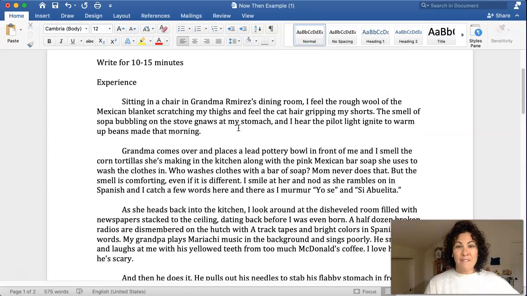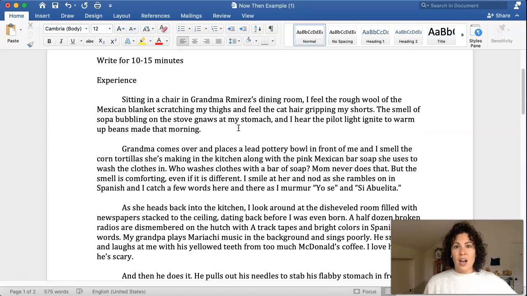The other kind of revision that I'm going to do is crucial, and something I think we all do as we write: imagery. So I say things like, I feel the rough wool of the Mexican blanket scratching my thighs, and feel the cat hair gripping my shorts. So that is imagery, right? It is descriptive, but I'm not using the strong verbs that I need to be using in my writing.